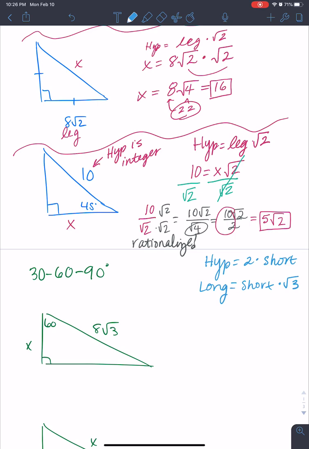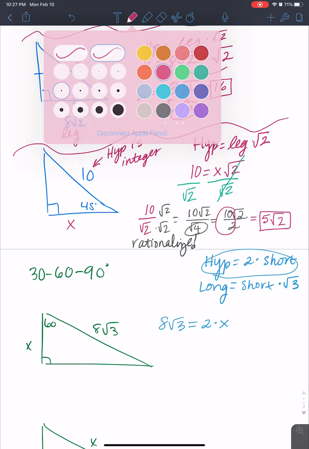Okay. I'm given the hypotenuse, and I want to find the short leg. So that means I'm going to be using this formula here. So plug in what you know. 8 square root of 3 is the hypotenuse, equals 2 times the short leg, which is x.